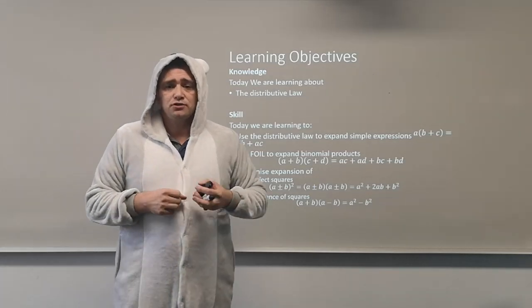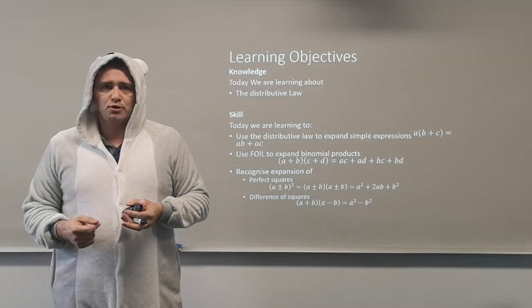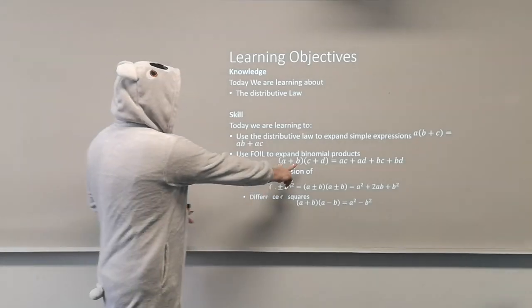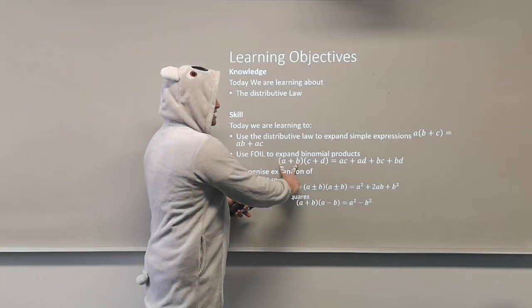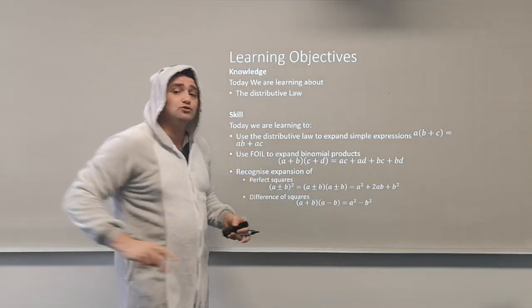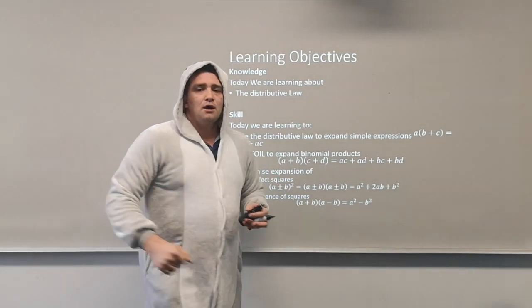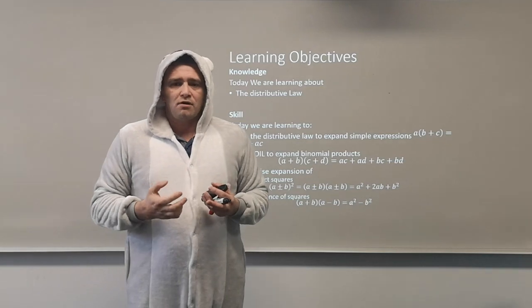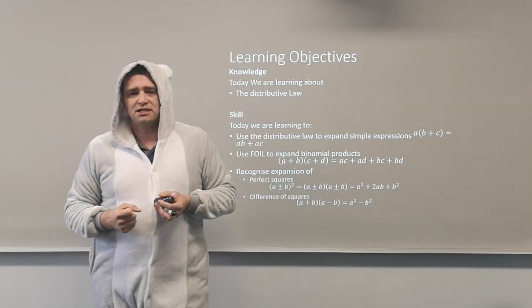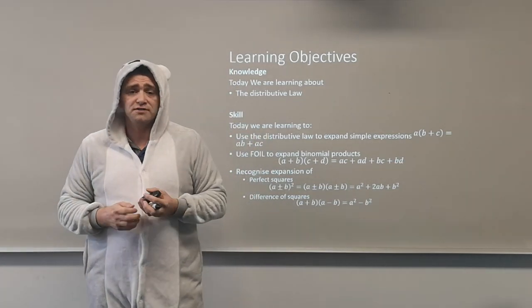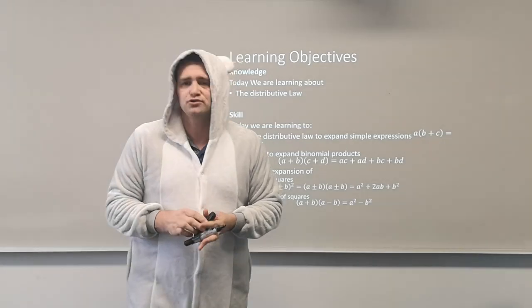We're also then going to look at FOIL to expand a binomial product. So that's where we have, for example, a plus b times c plus d. So each of these, by binomial meaning two, we've got two terms, two numbers. We're also going to look at some of our recognition expansions. So we have two. One is called the perfect square and the second is called the difference of two squares.